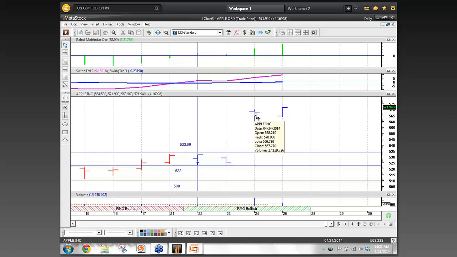Now in this particular case, we did have a huge gap up, and to be frank, this is where you would have bought Apple. You'd have bought it at the open here of 568. And you could have made another assessment: wow, that's a 30-point gap up. Does my risk reward look good? Should I still buy this?